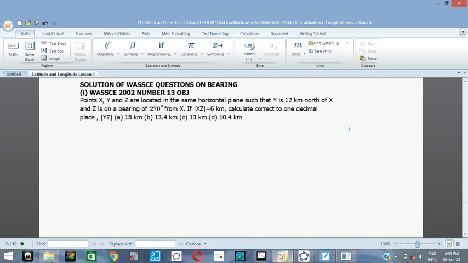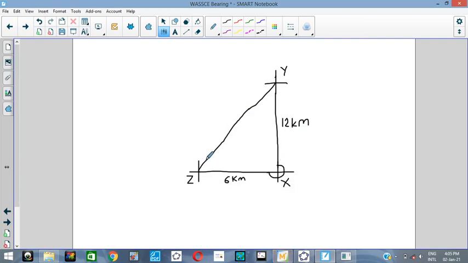So the next thing now is how are we going to solve this distance from Y to Z? Remember what I said, the angle between each of the cardinal points is 90 degrees. So the angle between north and west is 90 degrees, and besides, a full circle is 360 degrees. So 360 minus 270 is going to give us 90. So this angle here is 90 degrees. You label it: this angle is 90.